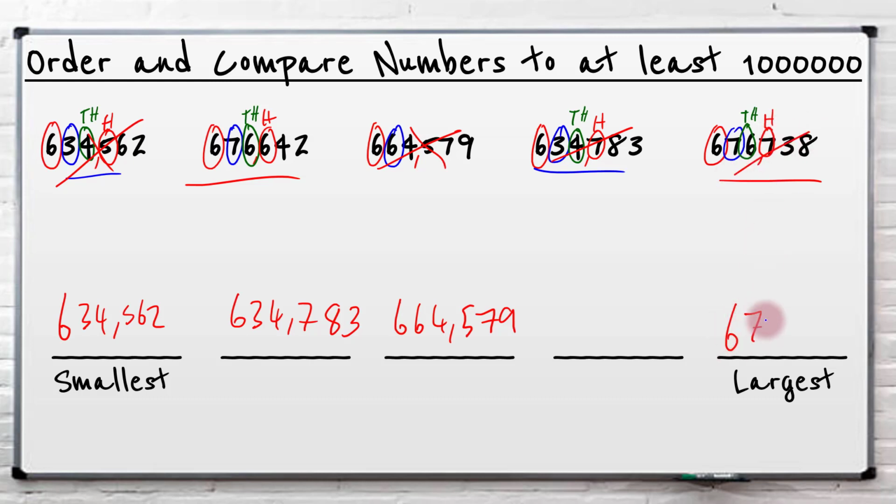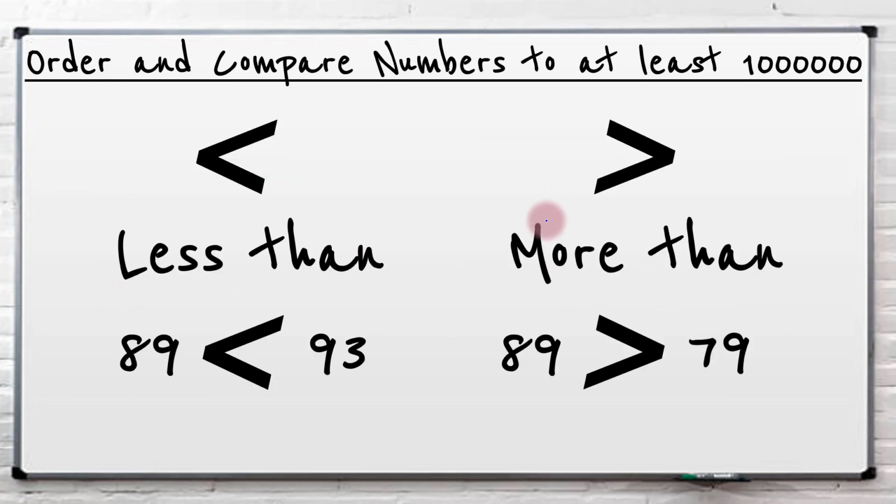So 676,738. And finally, the last one, which goes before, is 676,642. So start always with the digit that is worth the most and continue to work down until you can compare them all. Now we need to understand whenever we're comparing it what this sign means and what this sign means.